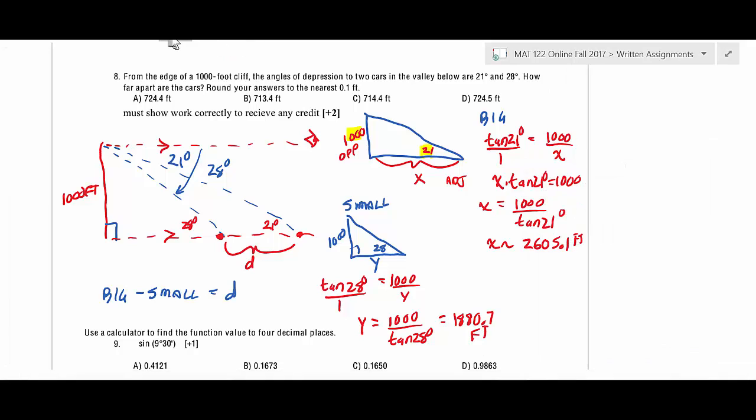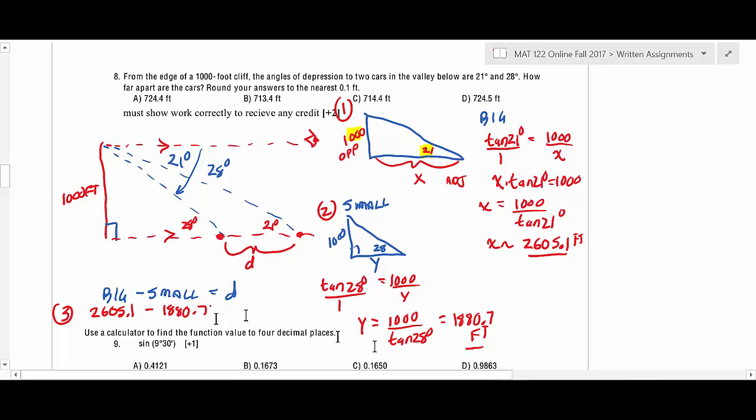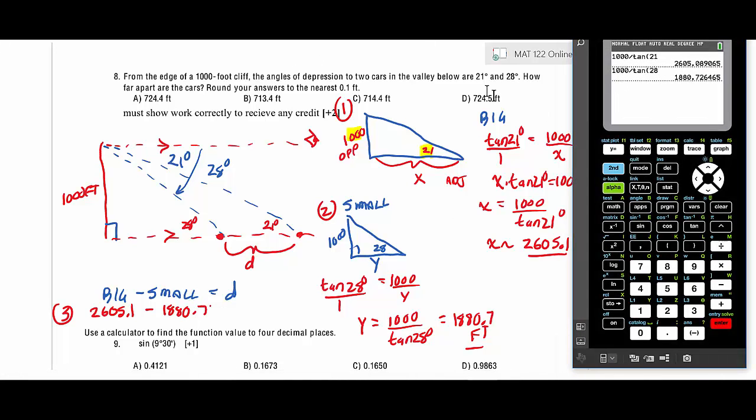Okay, so here's what we have now. What we just did is we found the big distance, which is this, and then the small distance, which is this. So if we subtract the two, we should be good. So for the final answer, I've really done 3 steps. I've done those 2 distances, and then the third thing I'm going to do is 2,605.1 feet minus 1,880.7 feet. Whoops, I missed a 0 there. And then we'll just do that on the calculator, and then that should give us a good solution, and we'll see if that matches up.